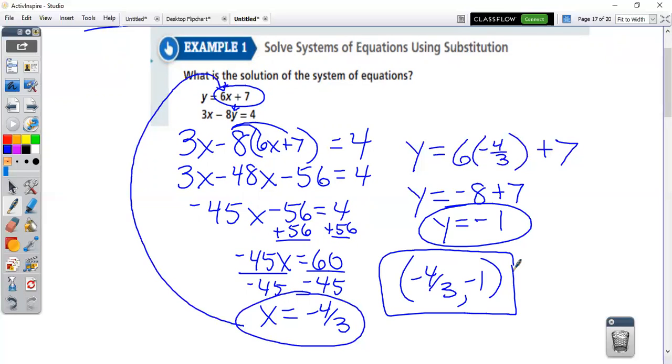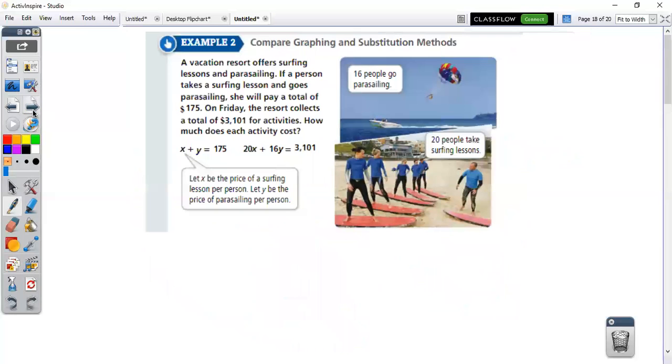-4/3 and -1. It's the same thing. It's the same answer. Everybody good so far? All right, let's try another one. Example 2. And I can go back later if I need to, okay?